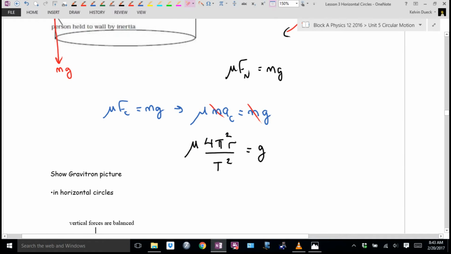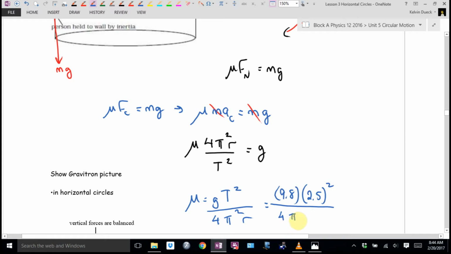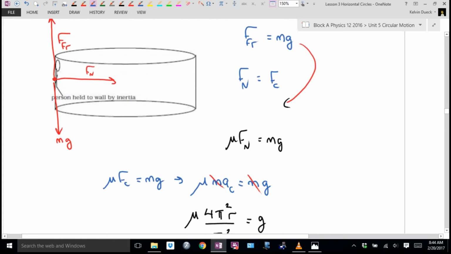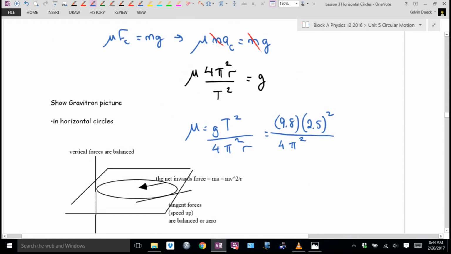So to get the mu by itself, I guess mu is going to be g T squared all over 4 pi squared r. G is 9.8. T, did I say 2.5? Yeah. All over 4 pi squared. What's the radius of this ride? 4.8 meters?